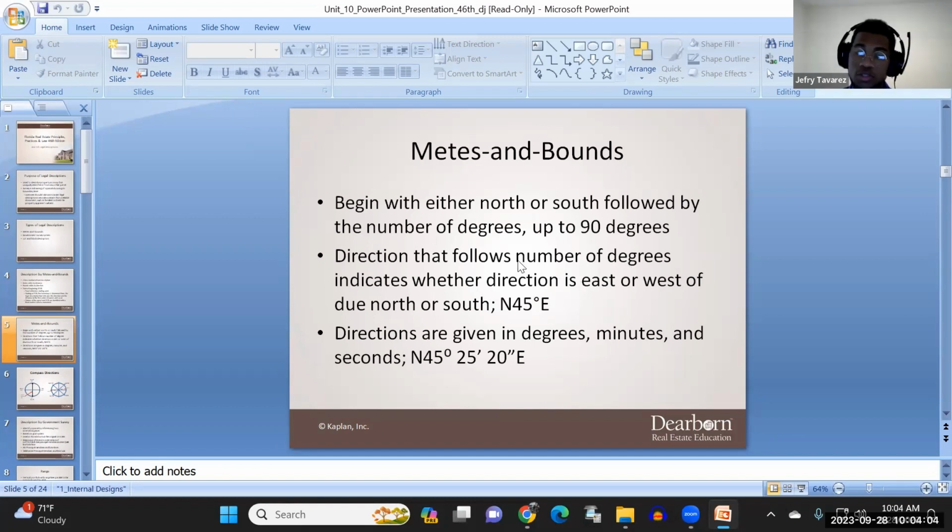Yeah, this was used in the 13 colonies. This was used before computers, before equipment. This was used in ancient times, back in other countries. So even before the United States was founded, metes and bounds was the original way.